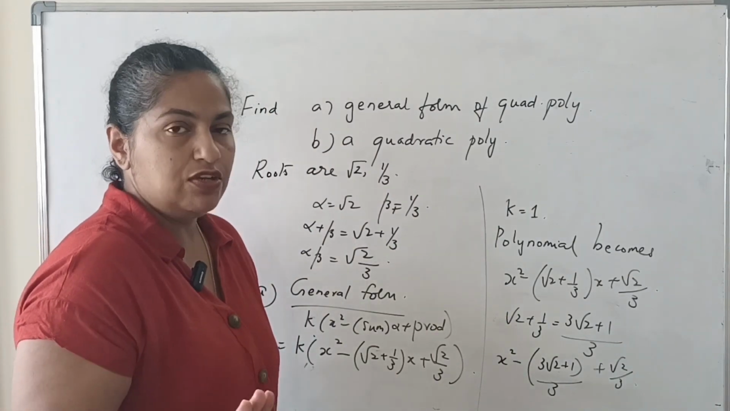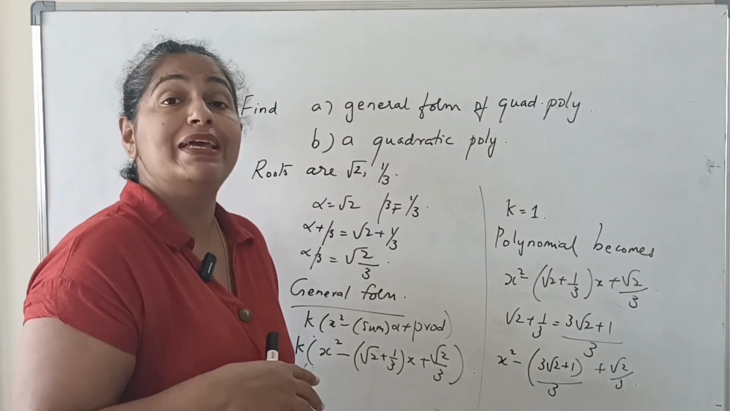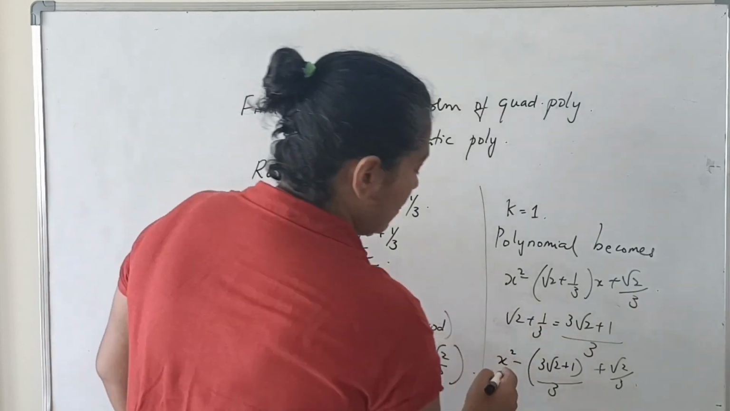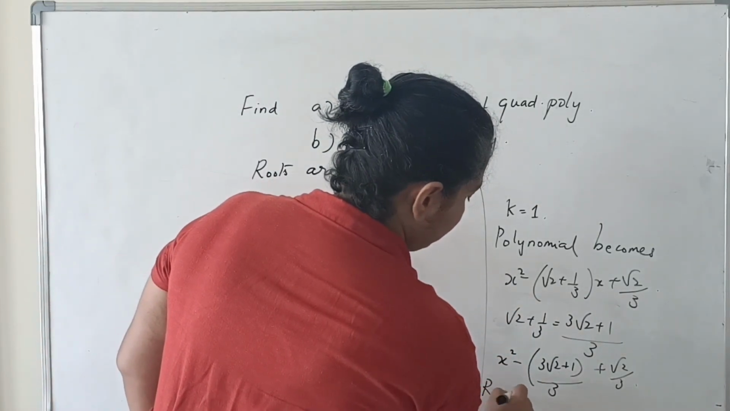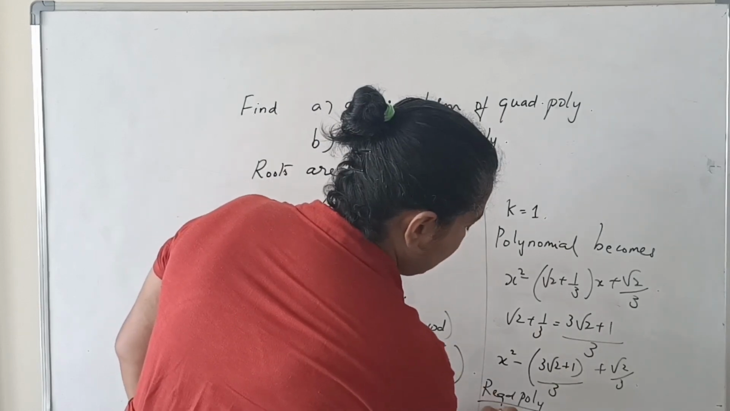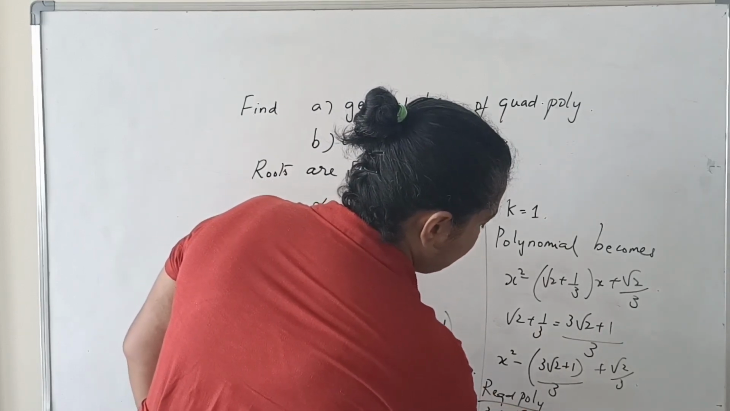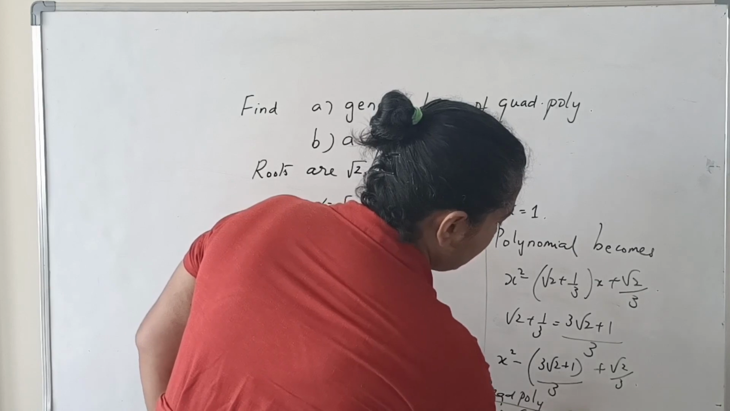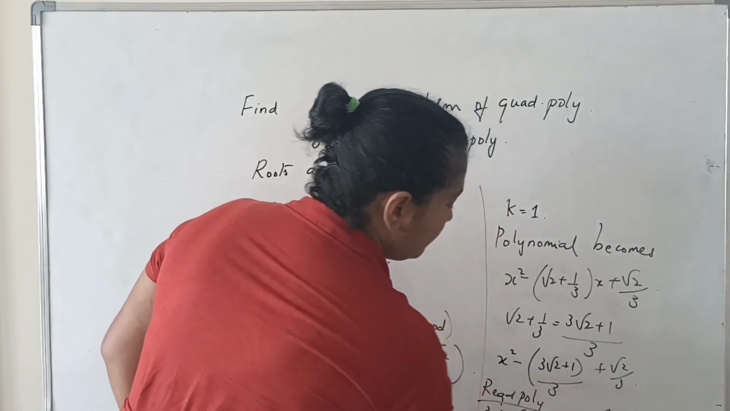Okay. After that you will write, because we need to take the LCM and make it neat, you will say the required polynomial is, take the LCM, 3x square minus root 2 plus 1 into x plus root 2.